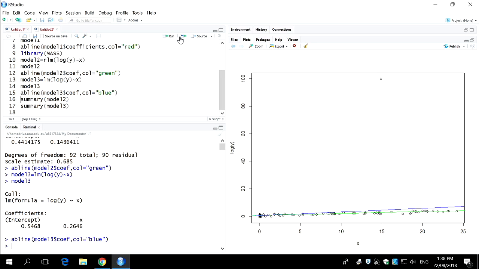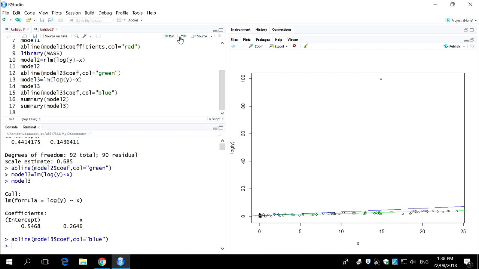Okay, so that's your classic outlier. Classic outliers are characterised by having y values or vertical values that are very different to the vertical values of all the other points.